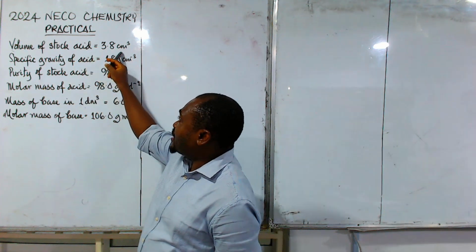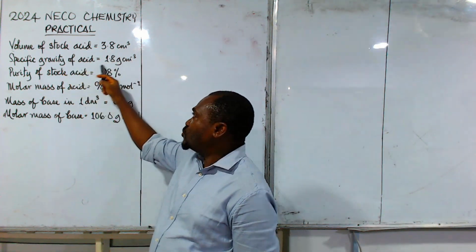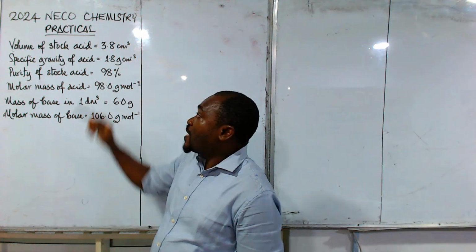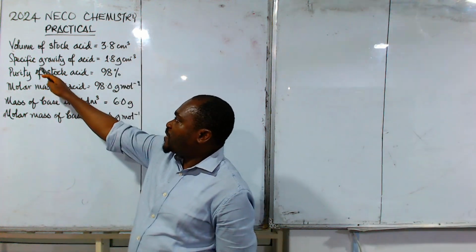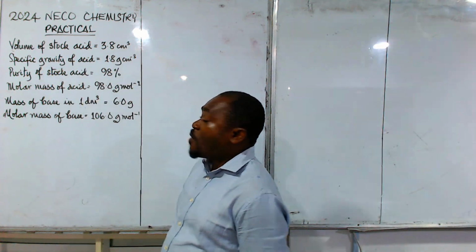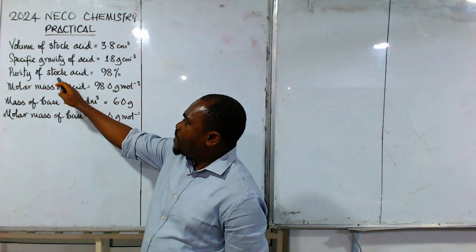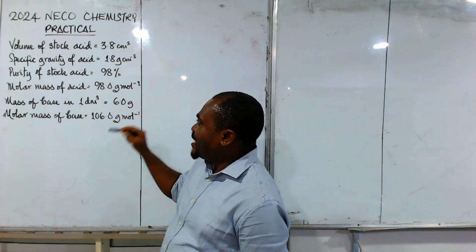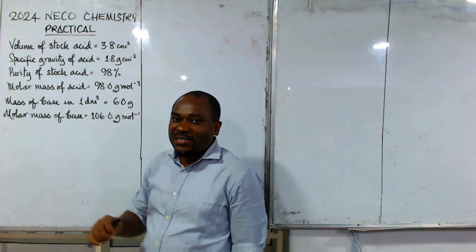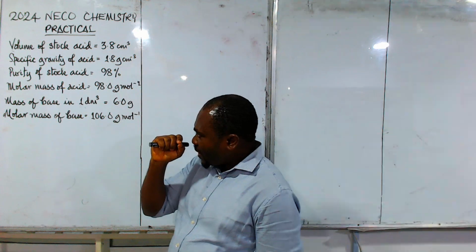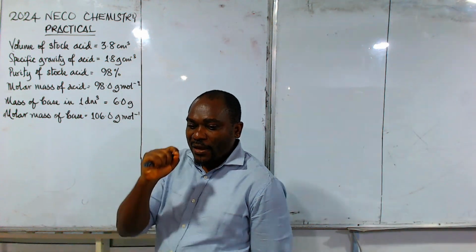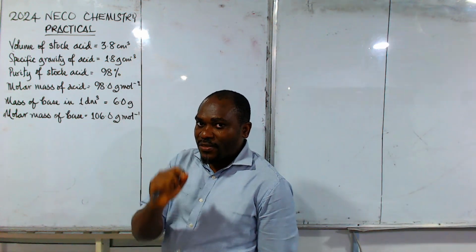the volume of the acid that you've been asked to use is 3.8 cm cube, while the specific gravity of the acid is 1.8 grams per cm cube. Then the purity of the stock acid is 98%. All these things are important. They're important in determining the concentration of the acid.